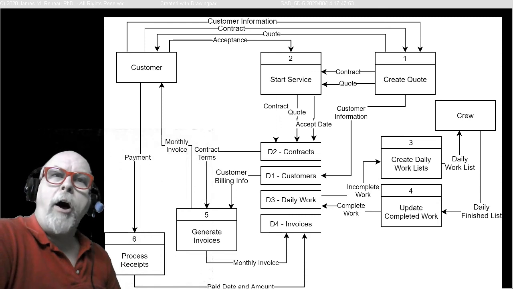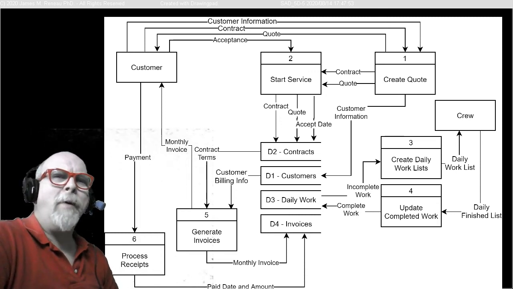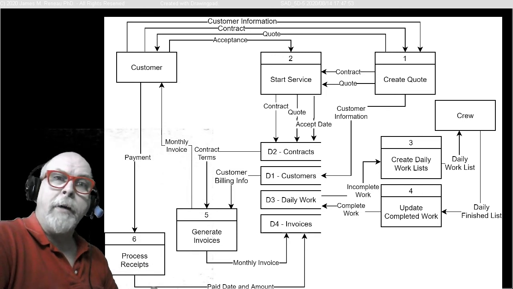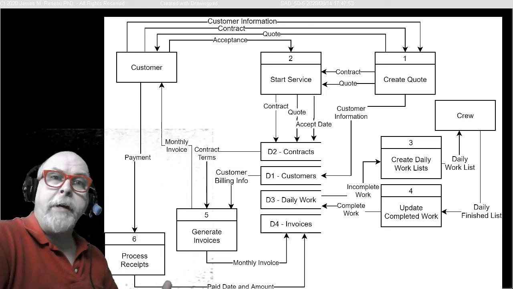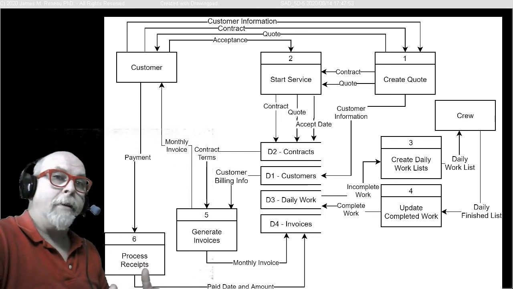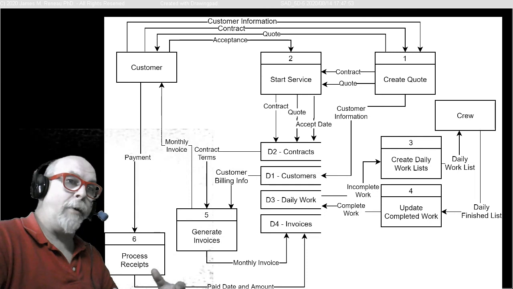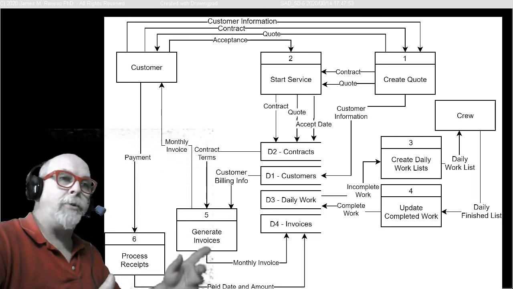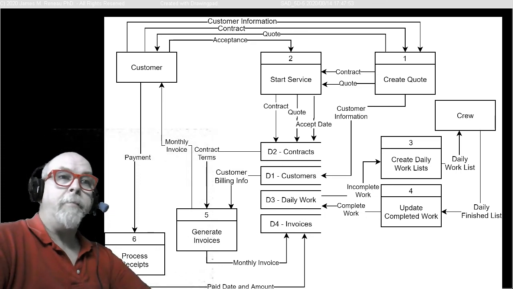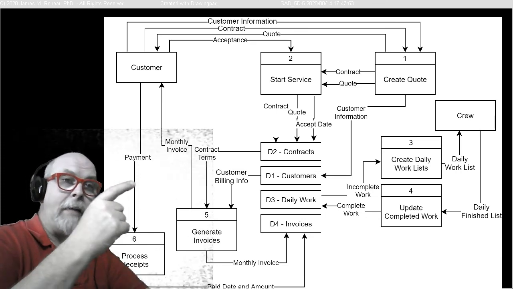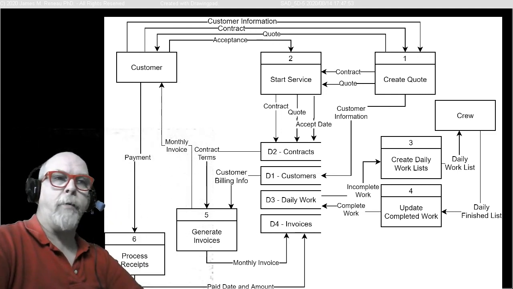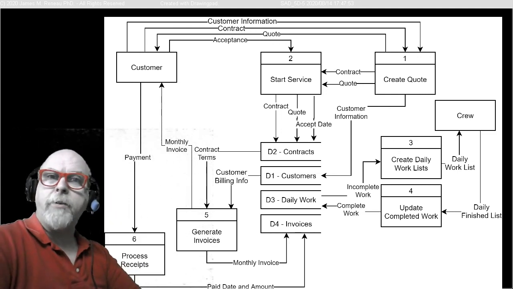And when I caught the problem, I thought to myself, well, let's leave it as a problem and let's talk about the problem. So how to resolve it would be to create a process that would maybe read in the contracts, that would then generate the daily work, and then that daily work would then be used to create the lists. Maybe that daily work list takes the contracts and generates the work list and writes out the daily work all in the same process 3.